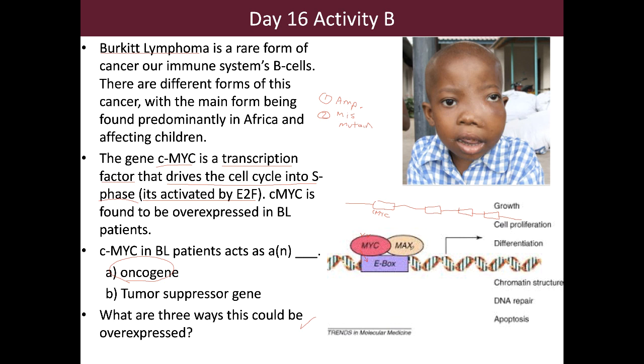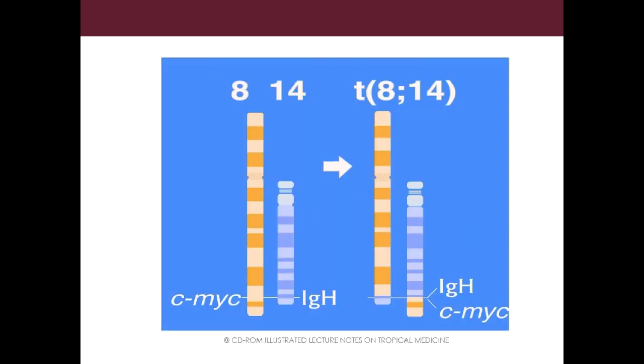But missense mutations can change the shape of the protein to allow it to be active all the time, and that is a second way that proto-oncogenes can become oncogenes. The third way is by translocation, and I'm going to go to the next slide to talk about that. We actually see this in the Burkitt lymphoma patients.